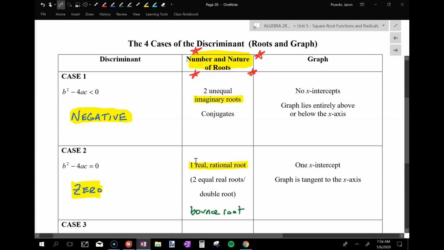Is there one root? No roots? 2 roots? Are they real? Are they imaginary? Are they rational? Are they irrational? Right? So you're using this column to describe.